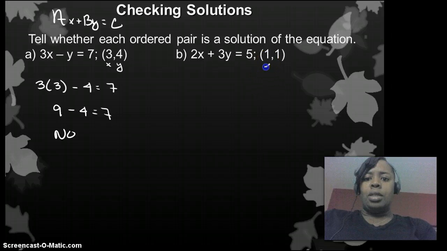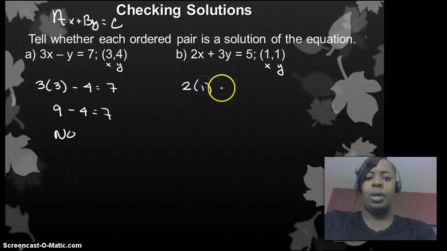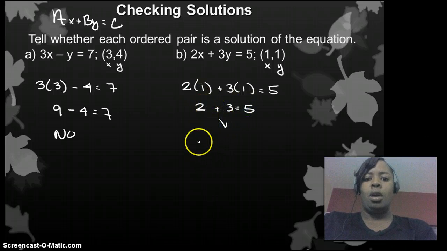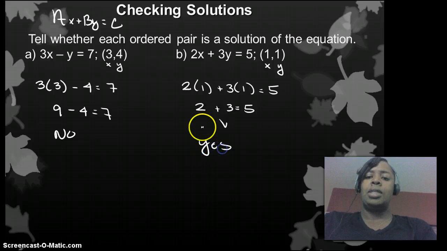Same thing on the right, you're going to label x and you're going to label y, and you're going to plug them in. So 2 times, instead of x, you're going to put 1, plus 3 times, instead of y, you're also going to put 1. Does that equal 5? Looks like it. 2 times 1 is 2, plus 3 equals 5. So this one I'm going to say yes, it is a solution because when I plugged it in, it worked.